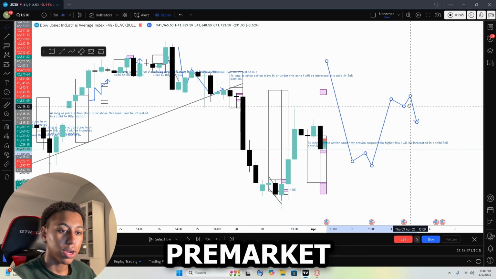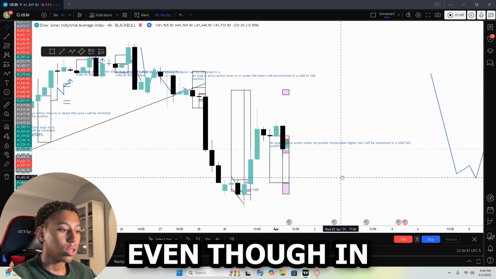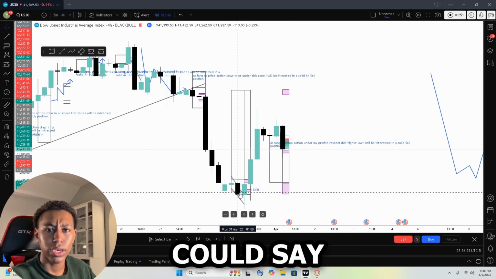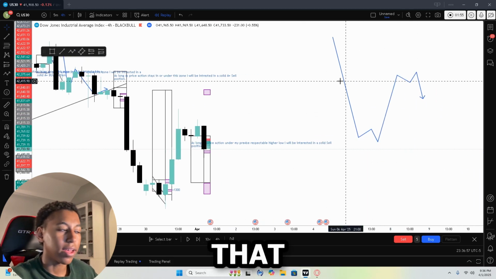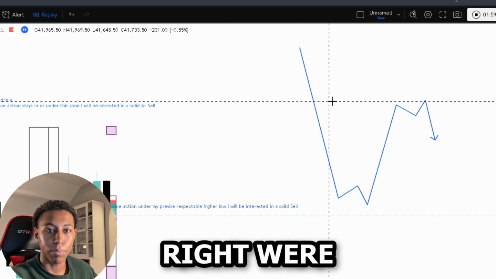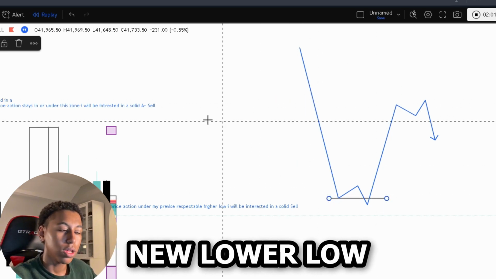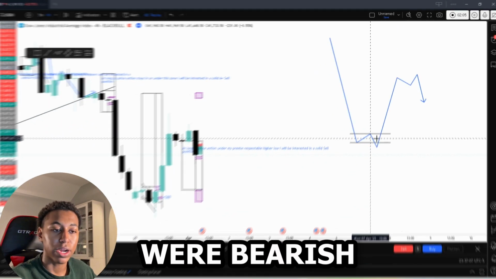So coming into my pre-market analysis, my zone, here's what I was seeing. Here's why I was interested in a sell, even though in the 4-hour, a lot of people could say, wait, buying, price is going bullish. Why would you want to bet on the market going down? And I'll explain that. Very importantly, I know as long as we stay under my previous lower high, right, we're bearish. So we come here, we create a new lower low, boom, we create a new lower high. And I know as long as we stay under this lower high right here, we're bearish on the market.